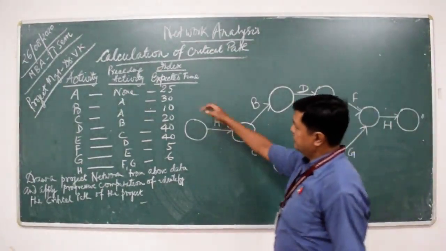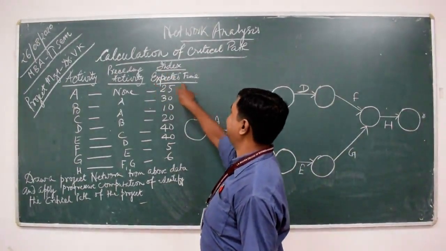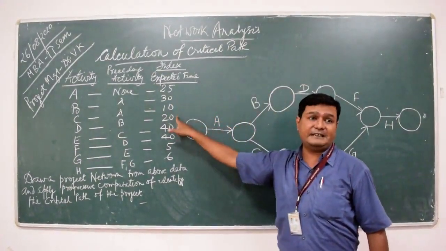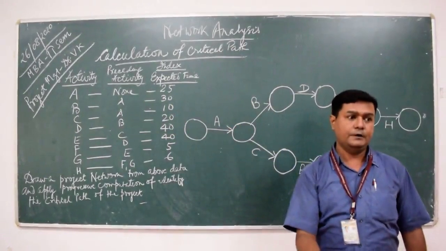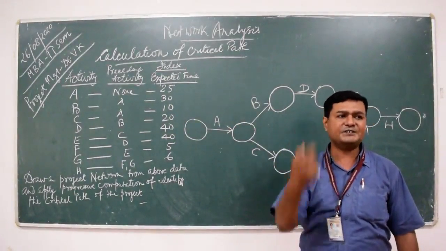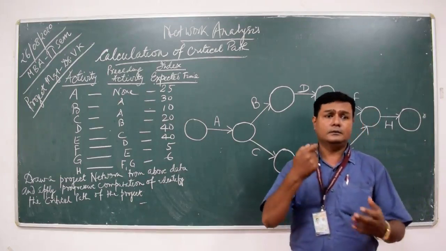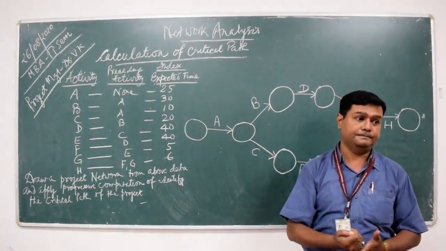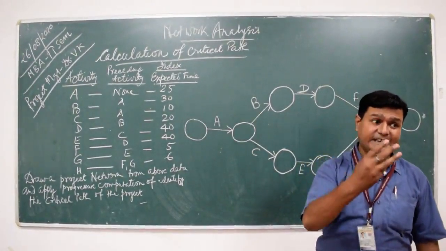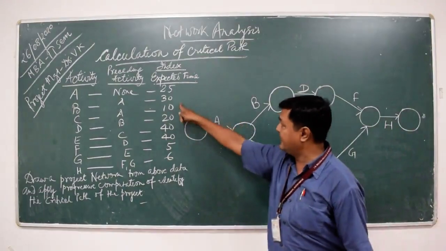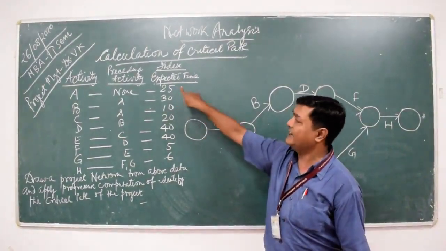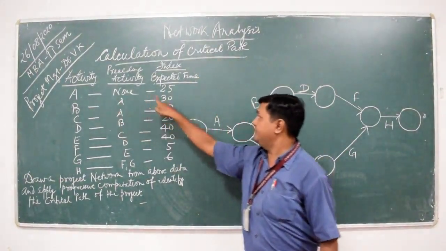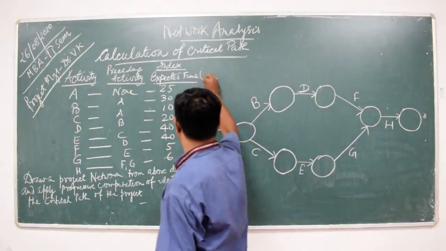Now, what is the expected time? Basically, the expected time is an average of three time estimates: the most likely time, the earliest time and the latest time. After taking the average of the three times, we make this index, which is called the expected completion time of each activity. So in front of A we have 25, which must be in days.